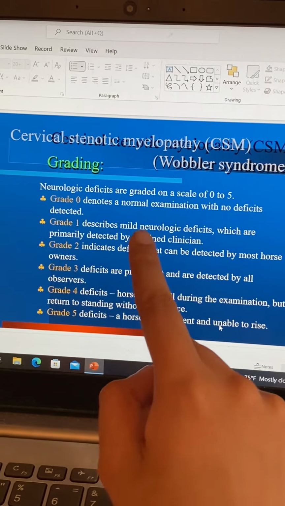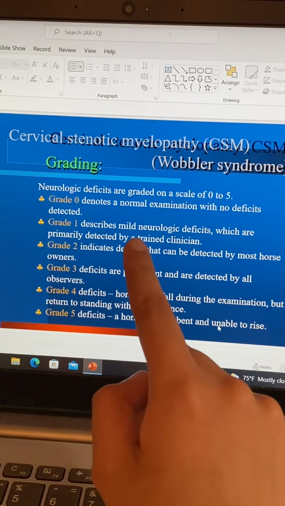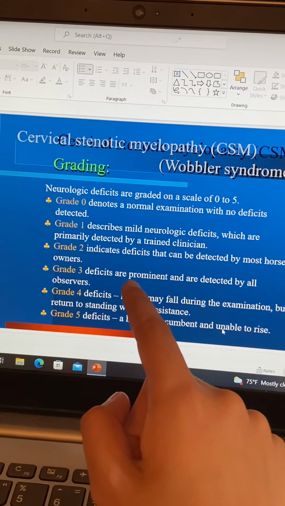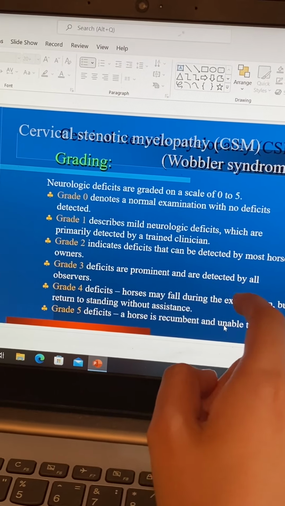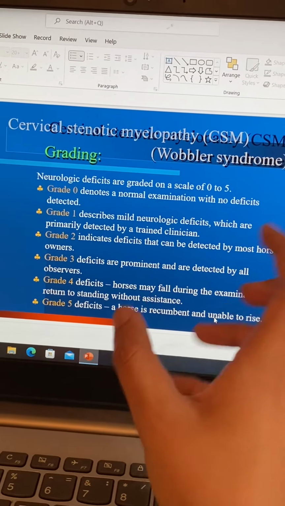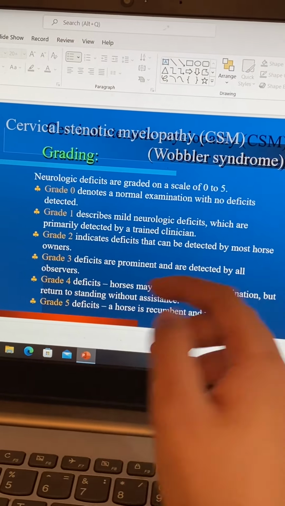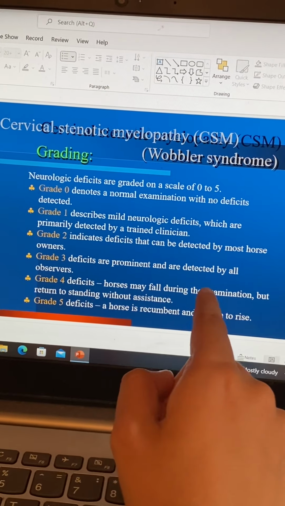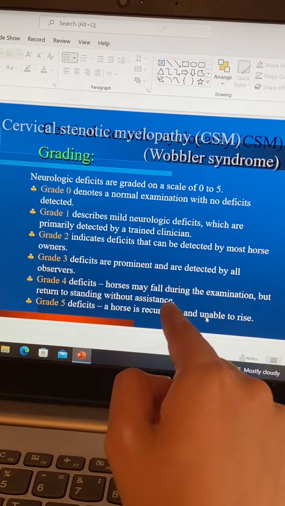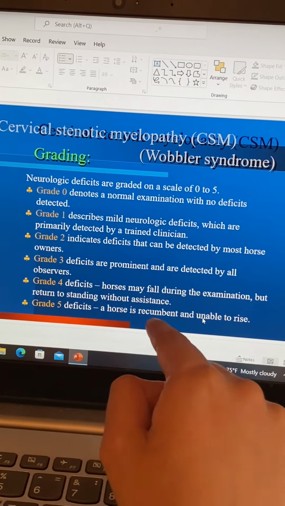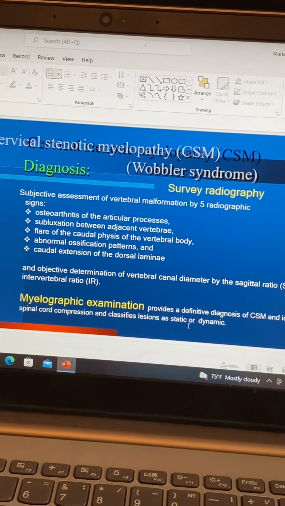Grade 1 describes mild neurological deficits, and of course can only be identified by a vet, it's not obvious. Grade 2, it can be detected by most horse owners. Grade 3, the deficits are obvious and detected by anyone. Grade 4, horses may fall during the examination and return to standing without help. Grade 5, a horse is lying down and unable to get up, so that's quite horrible.